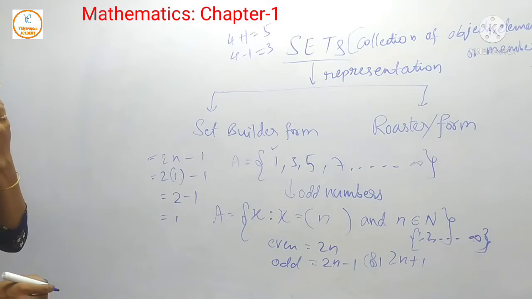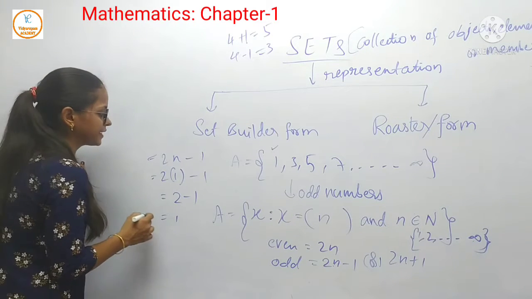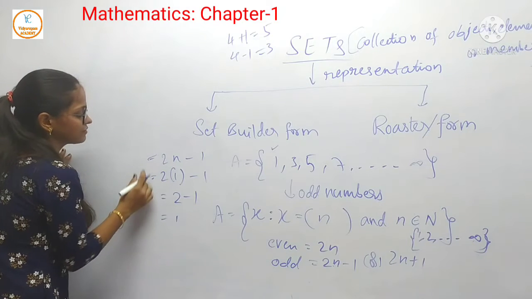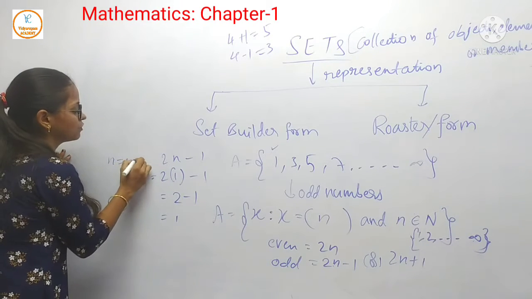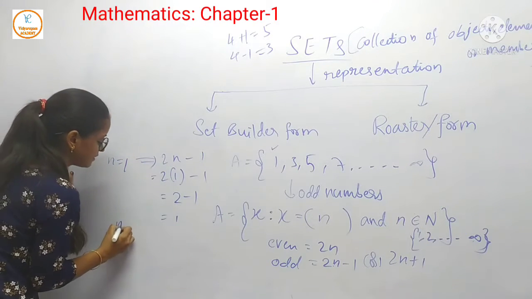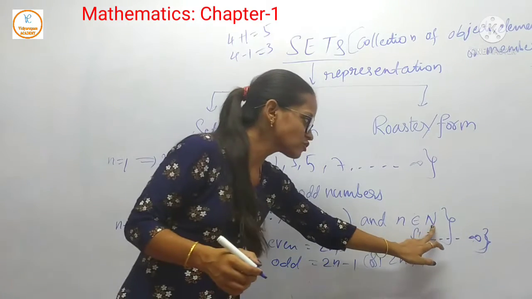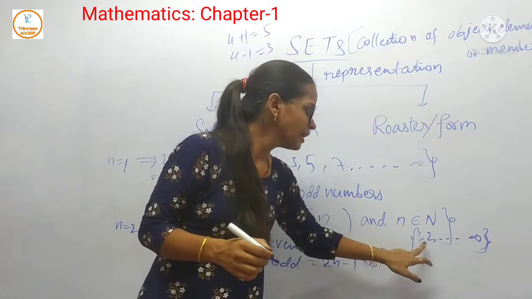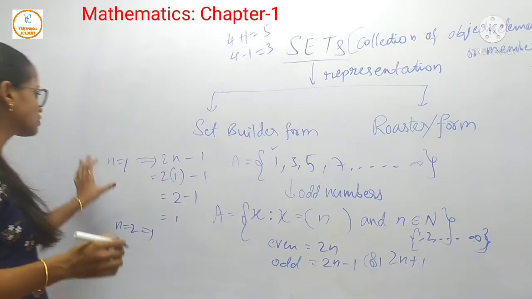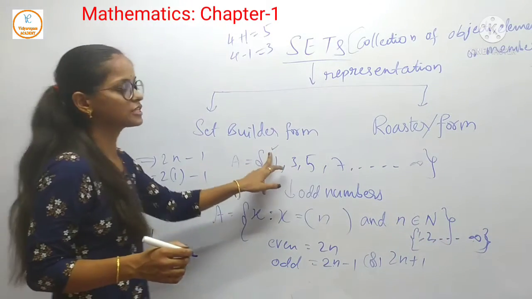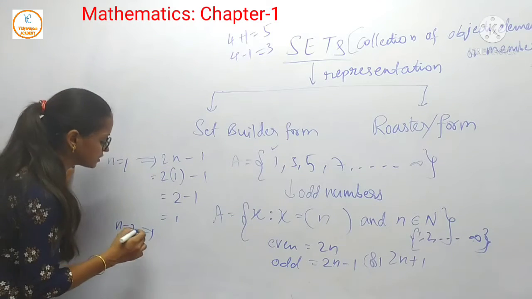So the first value we obtained: if we take n as 1, then I got this. If n is equal to 2, why am I taking 1, 2? Because we took the natural numbers. We said that n belongs to N and the values are 1, 2, 3 and so on. First I took 1 and I got the value 1, so this is verified. Now I have to take the value 2.